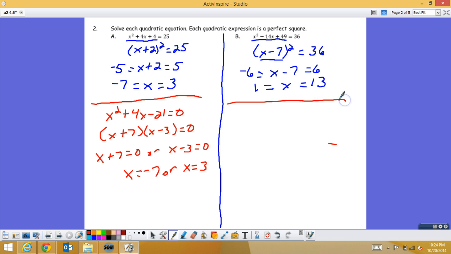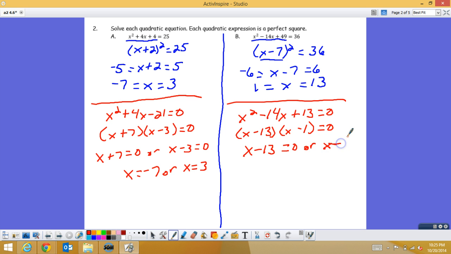This one also can be solved by factoring if we subtract 36 right away. And factors of 13 that add up to negative 14 are negative 13 and negative 1. So that means x minus 13 equals 0, or x minus 1 equals 0. So that means x is either equal to 13 or 1, which is what we found there. In the next video, we're going to talk about how to create this perfect square trinomial so that we can solve these for x.